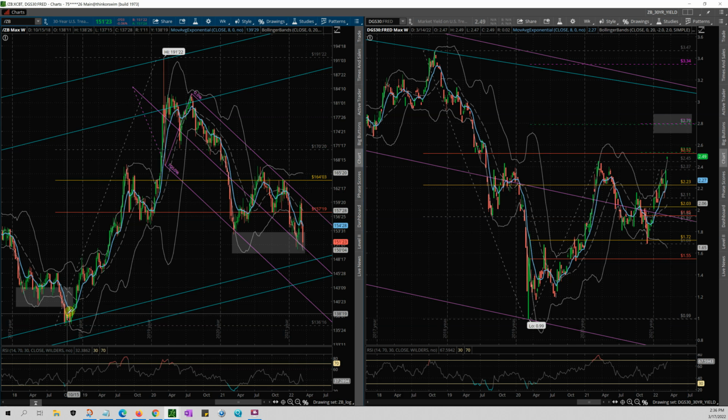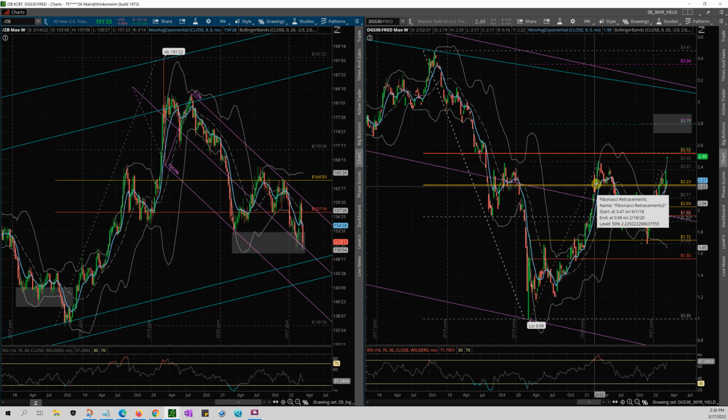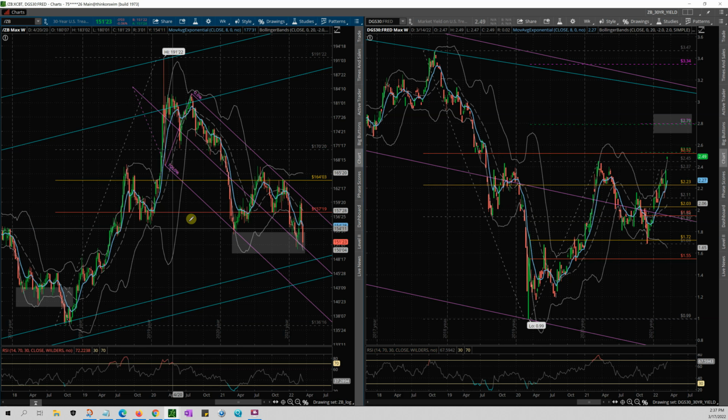I mean, this is a simple long from lows drawn from highs to lows across this wave. And on yields, it's a short drawn from highs to lows. And yields came into this 50% retracement on the 2/22 candle. You can see the long red tail tailing away. And ZB was already here dipping into the 618 of the same move. Yields went up for 3 more weeks.